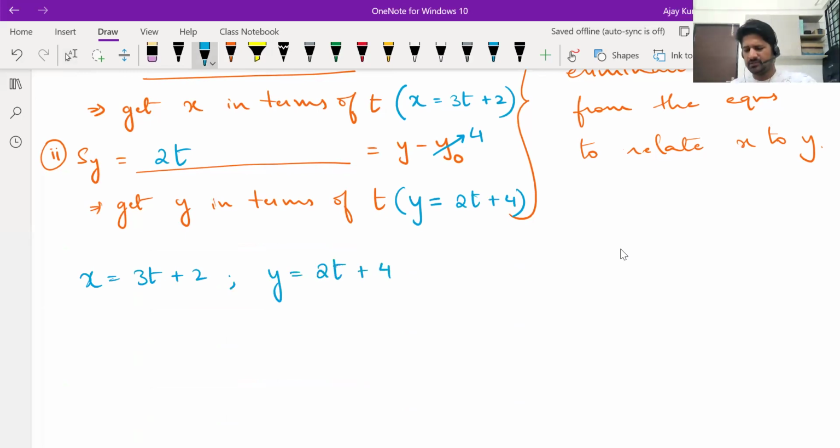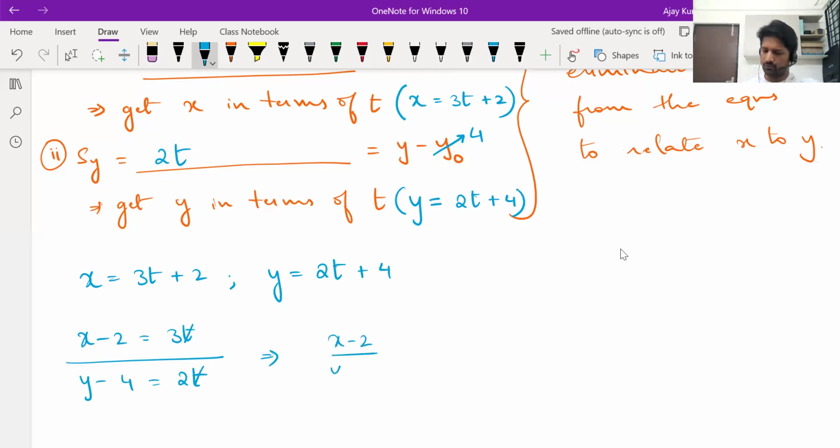Now see, dividing them is not a good idea. We can't eliminate time just by dividing these. One thing we can do, you can write x minus 2 is equal to 3t and y minus 4 is equal to 2t. Dividing these two can help you cancel t. And what will you get? x minus 2 divided by y minus 4 is 3 by 2. Now cross multiply. 2 times of x minus 2 becomes 3 times of y minus 4.